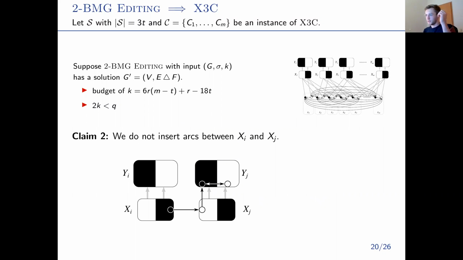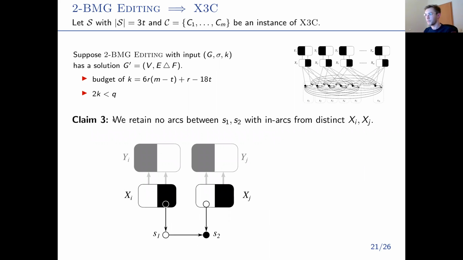The second claim is shown in a similar way, and it says that we do not insert arcs between the X parts of 2 distinct gadgets. And again, we can assume for contradiction that we do such a thing. Then we find vertices that are unaffected here in the Y part of this gadget. And in particular, this vertex and this vertex do not have any arcs in between them. So they are independent, and therefore we get an induced subgraph that is of type F1, where these two are independent. And so we can conclude that this is forbidden and we do not insert any arcs between them.